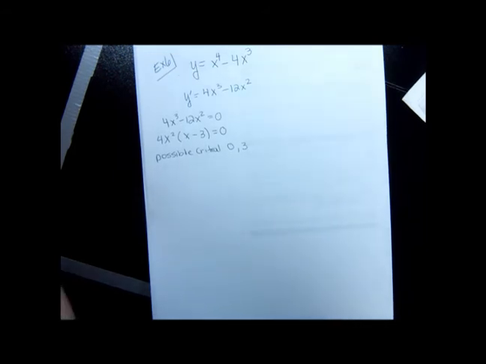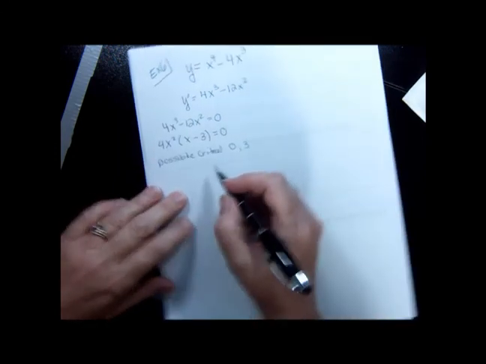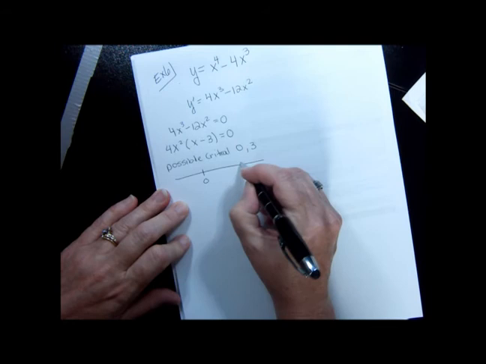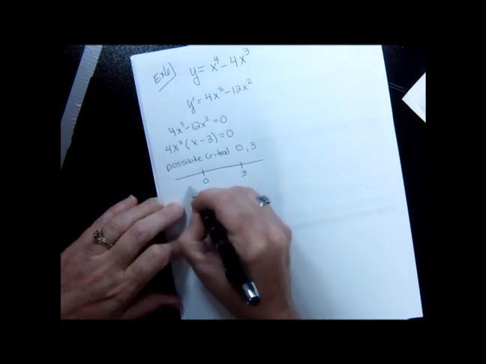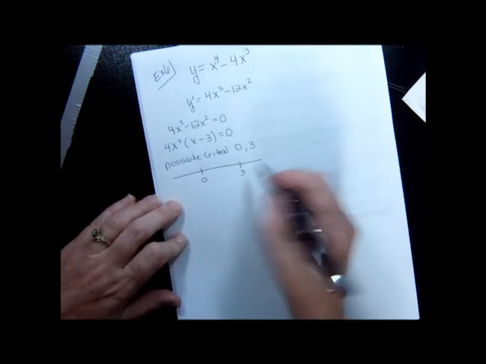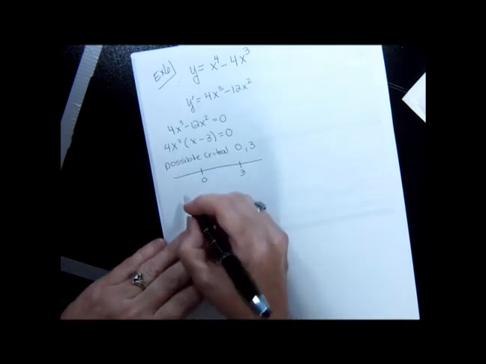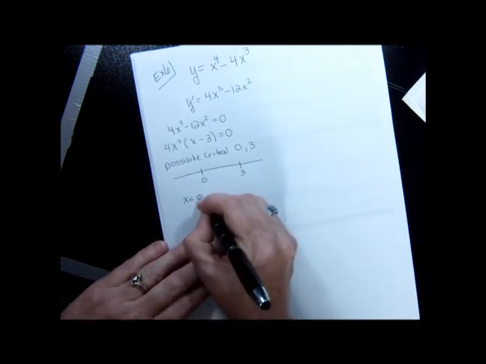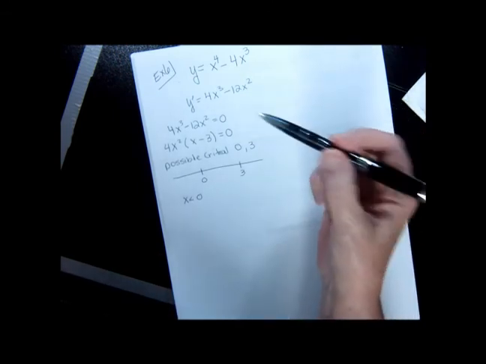All right, so let's test this. We want to find out if these values are critical points or if they're not. So here I have my graph again that we talked about before. I have my point 0, I have my point 3. I need to check before it, I need to check in the middle, and I need to check after it. So the first thing I want to do is check less than 0.